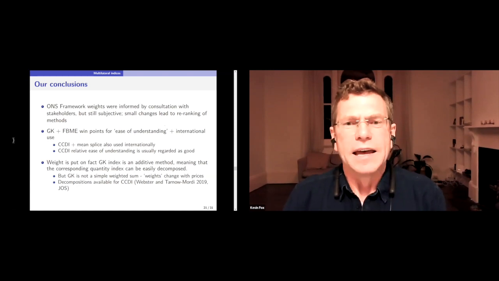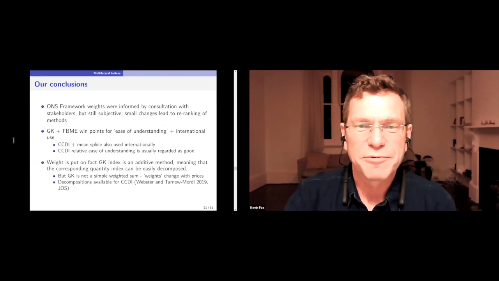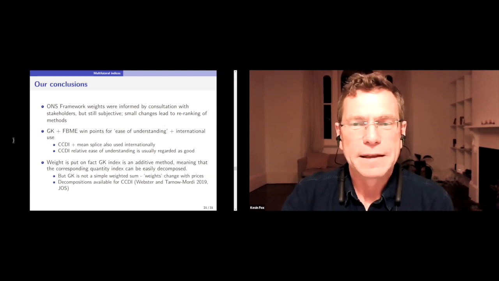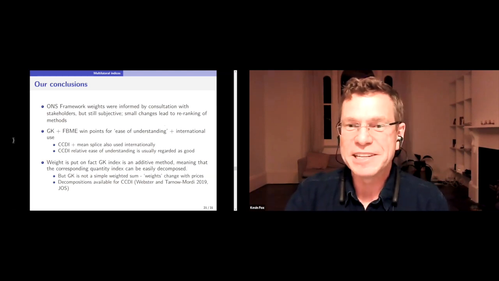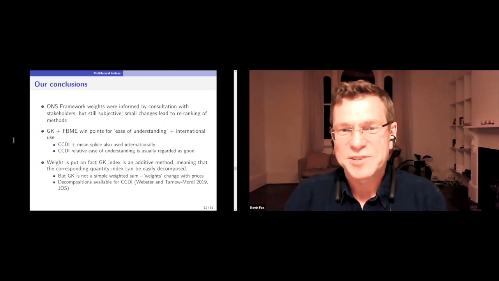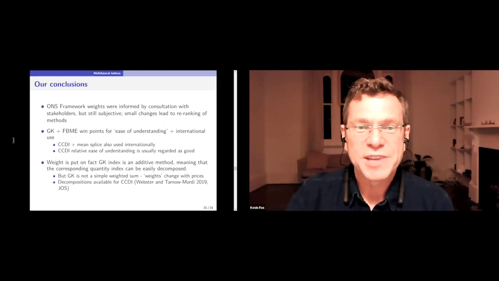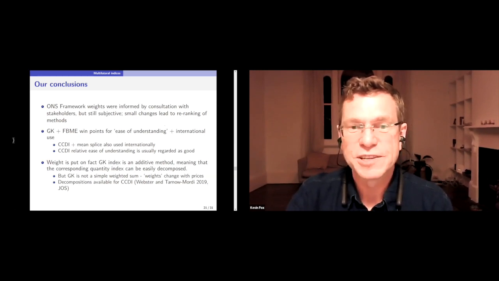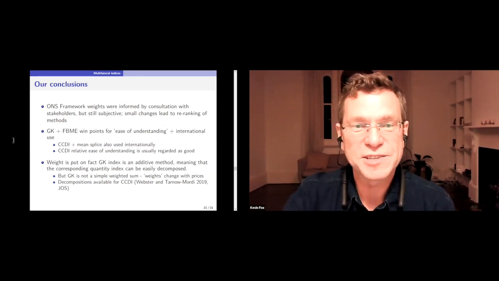Okay. And in the weighting method of the framework, the fact that the Gary-Khamis index is an additive method is viewed positively. That it's an additive method means that the corresponding quantity index can be easily decomposed. You just add up the quantities. But the Gary-Khamis price index itself is not a simple weighted sum. Weights change with prices, and decompositions are available for CCDI. And if you're interested in decompositions, I can recommend the Webster, Tarnow-Mordi paper in the Journal of Official Statistics.